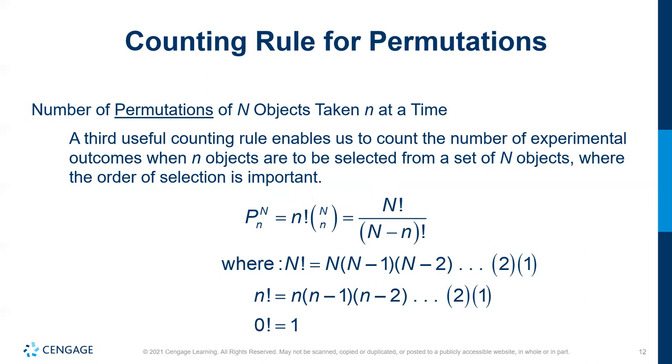In a race, is the order of selection important? Who's first, who's second, who's third? Do those have meaning above just three people won the race? Yeah, they do, right? First, second, and third. So that order that they come in is important.